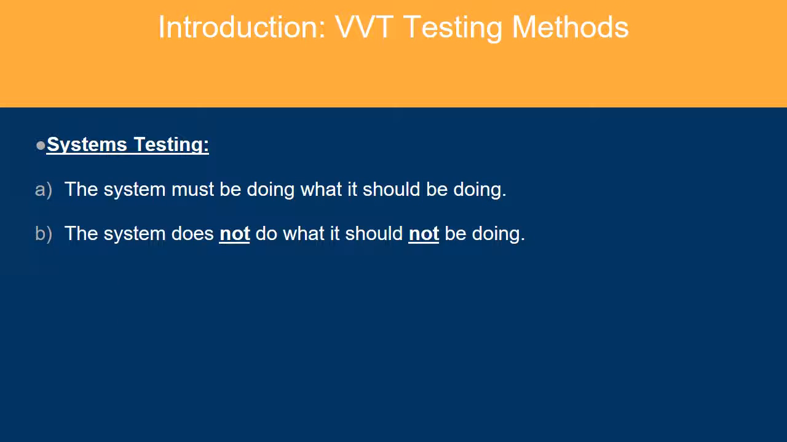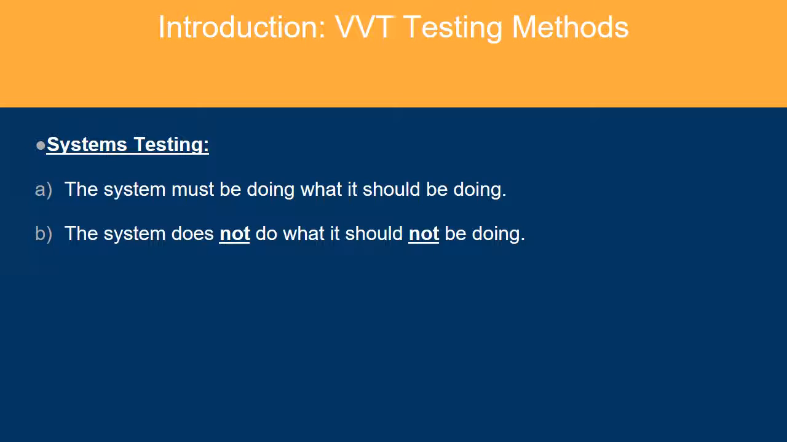Systems testing. During any system testing, it must be confirmed that, number 1, the system is doing what it should be doing, in other words, conforming to the system requirements, and number 2, that the system does not do what it should not be doing.